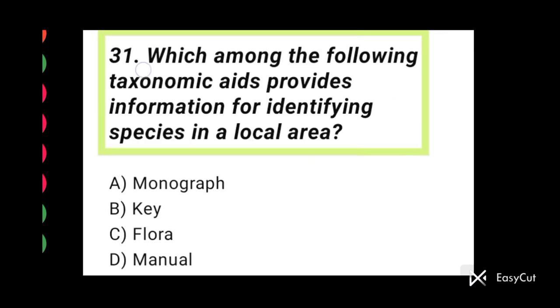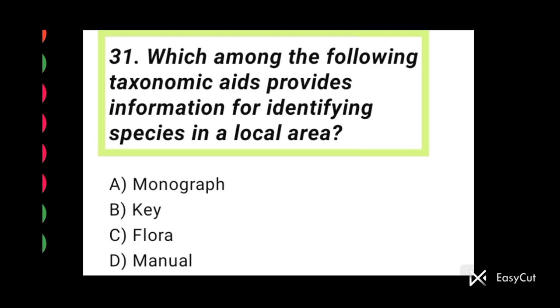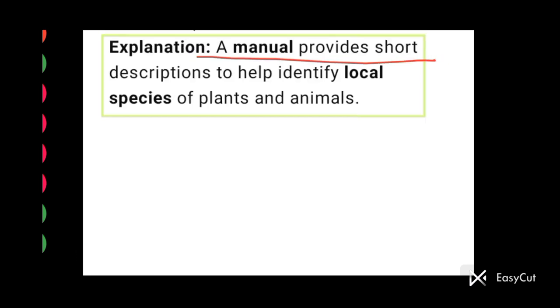Question number 31. Which among the following taxonomic aids provides information for identifying species in a local area? Manuals are useful in providing information for identification of names of species found in an area. So option D is correct for question number 31. A manual provides short descriptions to help identify local species of plants and animals.